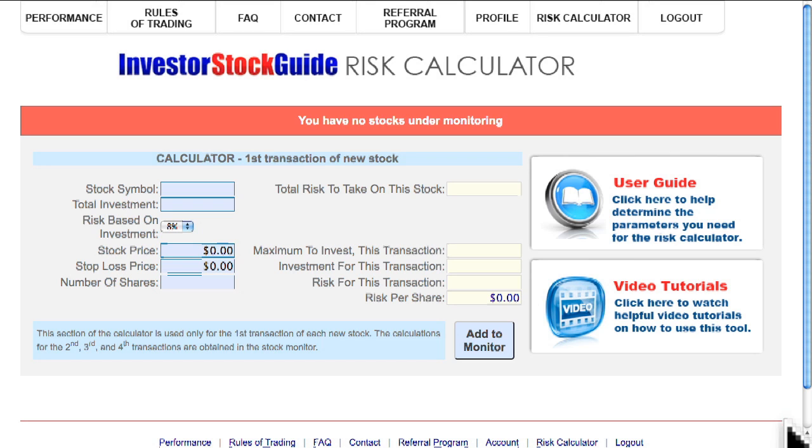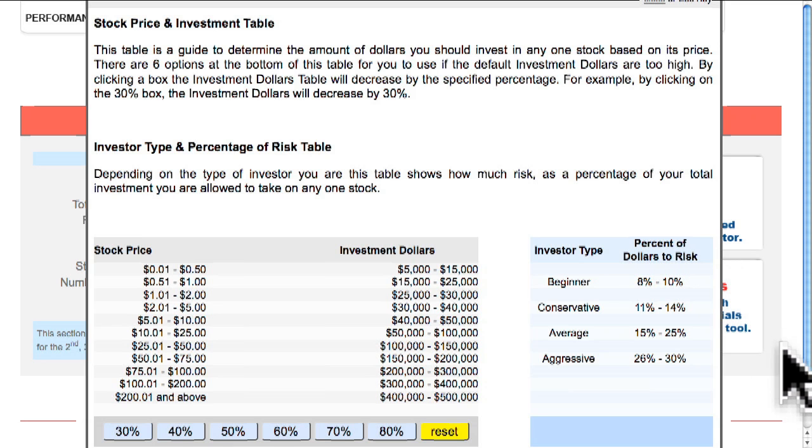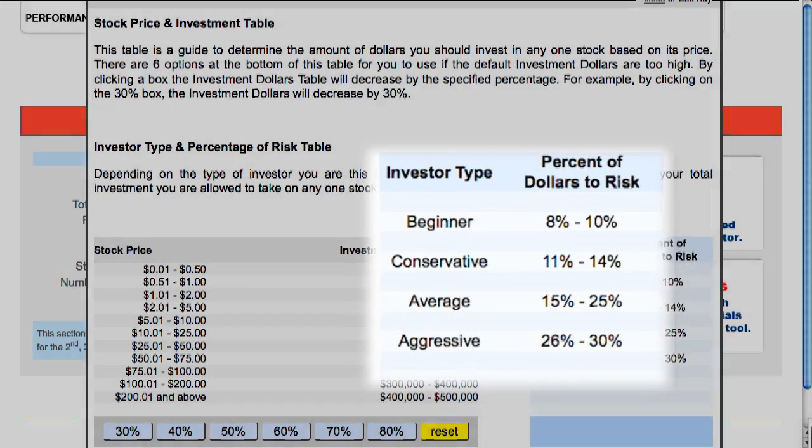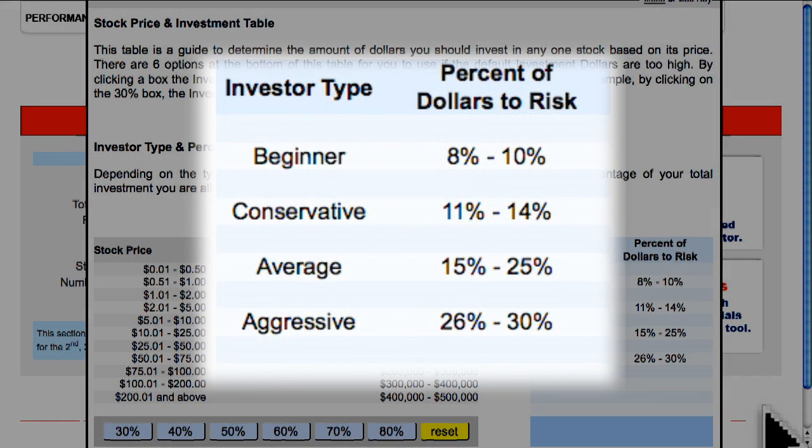The first step is determining what type of investor you are. Simply click on the user guide and follow the simple guidelines. This section displays 4 different types of investors and the corresponding percentage range of dollars you may want to risk. The types of investors are as follows.